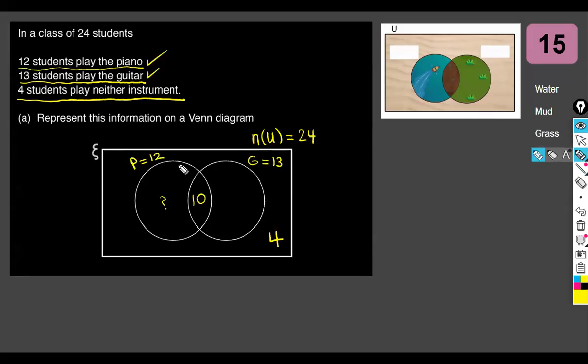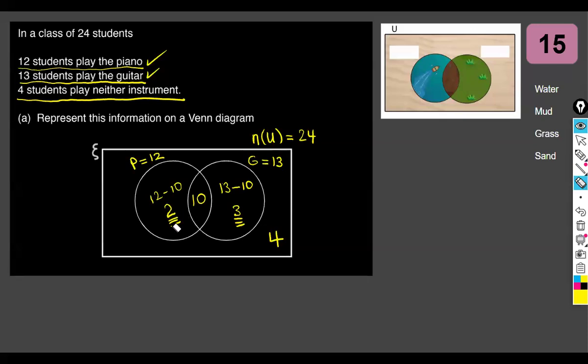I'm just saying if the middle was 10, what value would go there? 2 would go there, right? Because if the whole circle is 12 and here is 10, then here would be 12 minus 10, which will give me 2. And what value would go here? It would be 3, because the whole circle is 13 and this portion is 10, so 13 minus 10 gives you 3. The moral of the story is this: whatever you have in the middle here, you subtract it from the full circle.